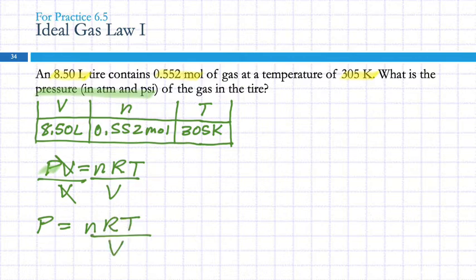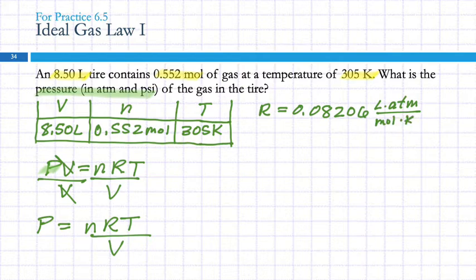What's R? It's not in the problem. You'll save yourself some time if you memorize it, but it will be given on an exam. R is equal to 0.08206 liters times atmospheres over moles times Kelvin. Yes, write out all those stupid units.